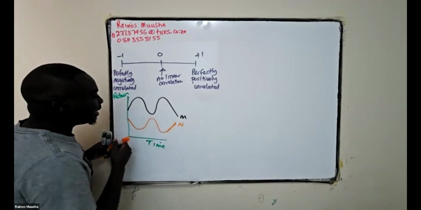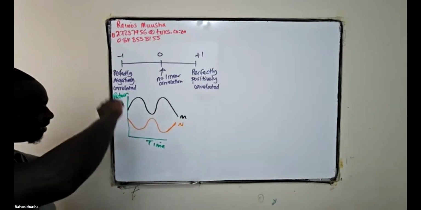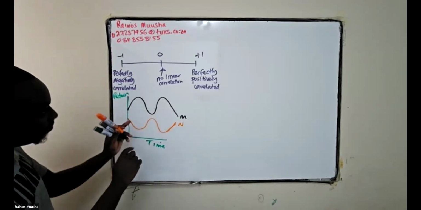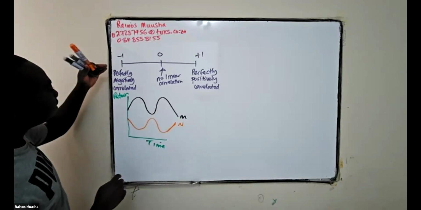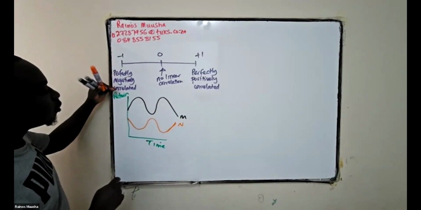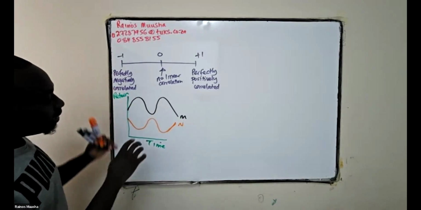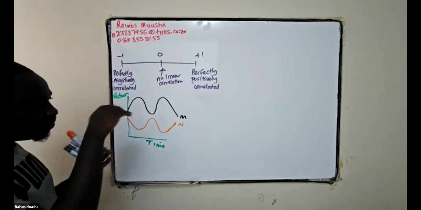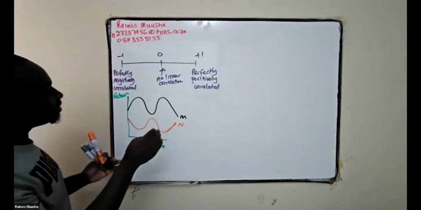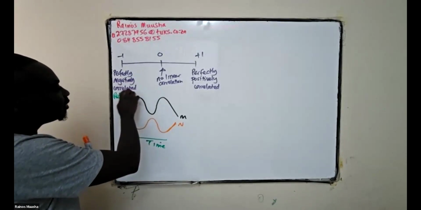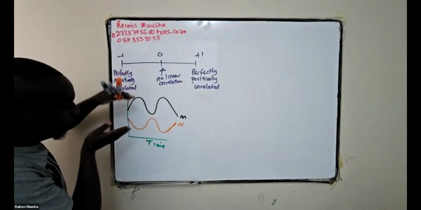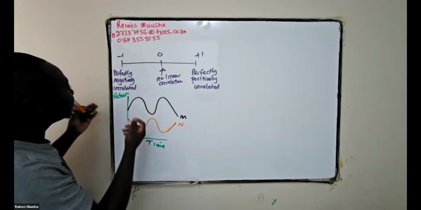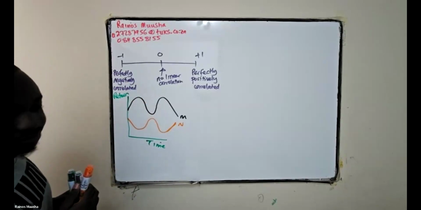And if it's exactly the same pattern, but in the opposite direction, we say it's perfectly negatively correlated. But if this relationship is basically moving in the opposite direction, but not exactly the same, we simply say negatively correlated. So if they are moving in the opposite direction, but not exactly behaving the same, we simply say they're negatively correlated.